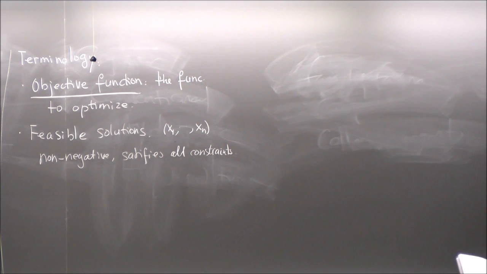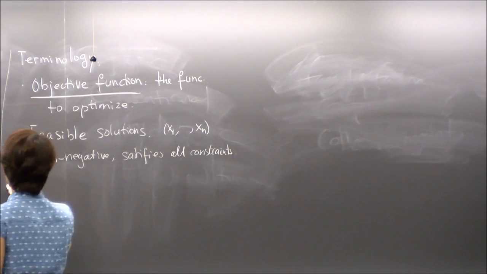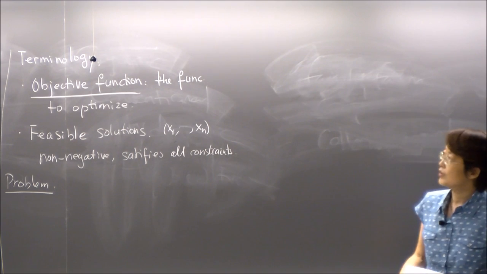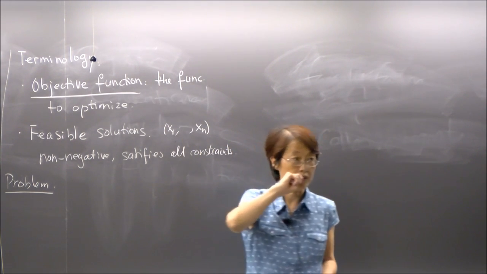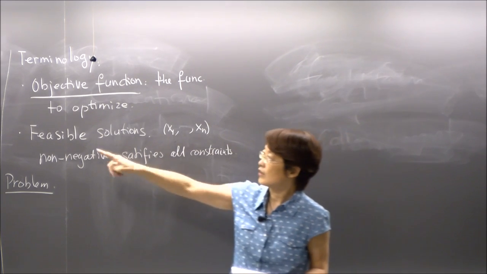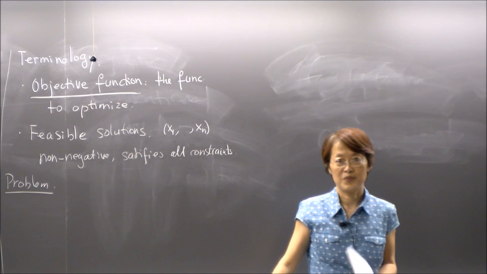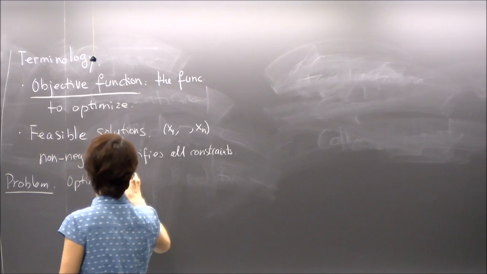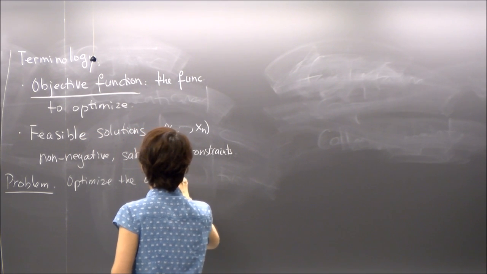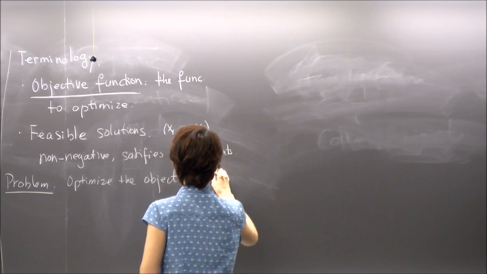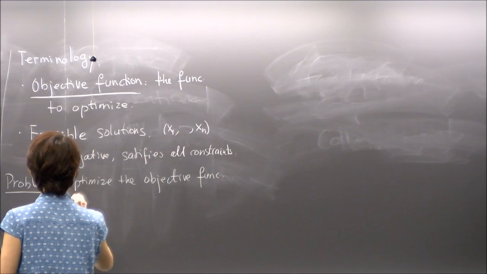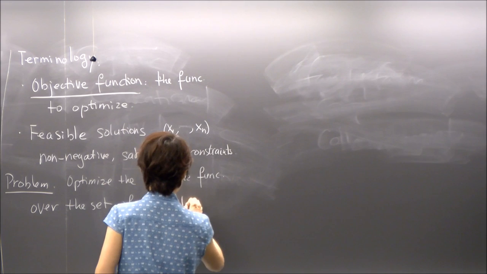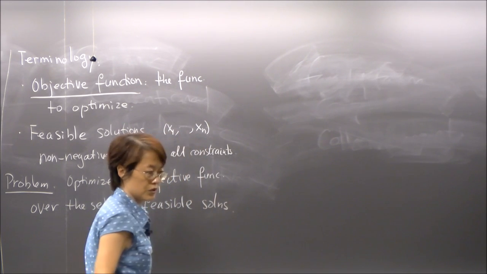Okay, so with these terms put up, now we can state our problem with these fancy words. So what will be our problem now? We want to optimize the objective function over the set of all feasible solutions. Sounds fancy, right? Okay, so optimize the objective function over the set of feasible solutions.